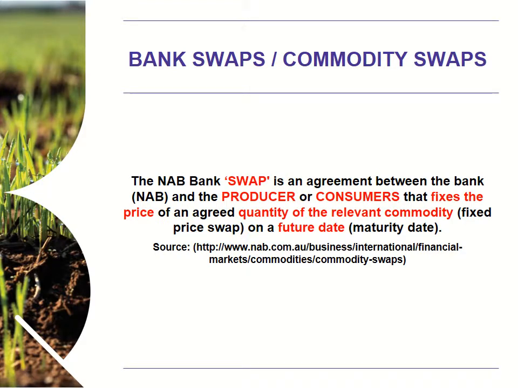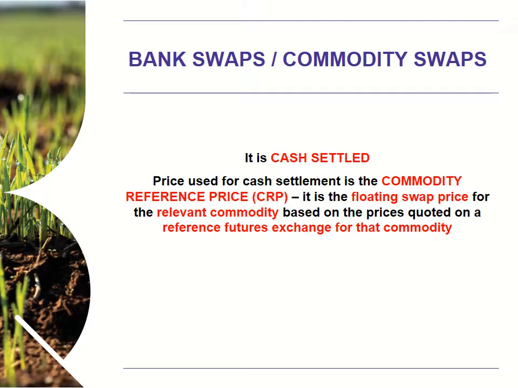So the definition of a swap is an agreement between the bank and the producer or consumers. Remember, when you're hedging, you can either be a producer or a consumer, and you take different positions when you hedge. That fixes a price of an agreed quantity of the relevant commodity on a future date. It is cash settled. This is very important. Commodity swaps are cash settled, and it's based on a commodity reference price.